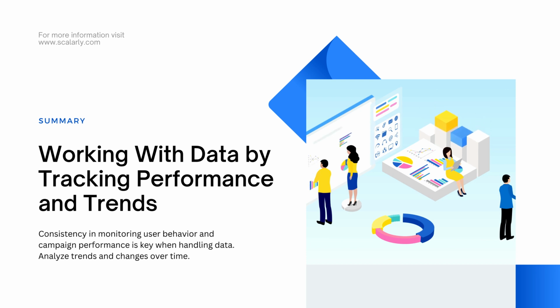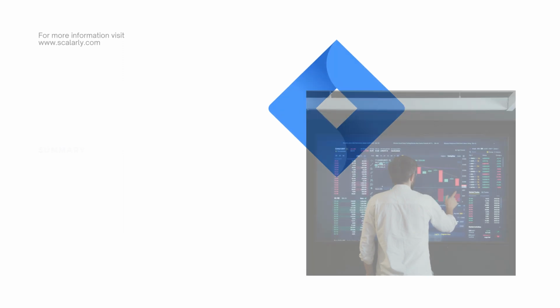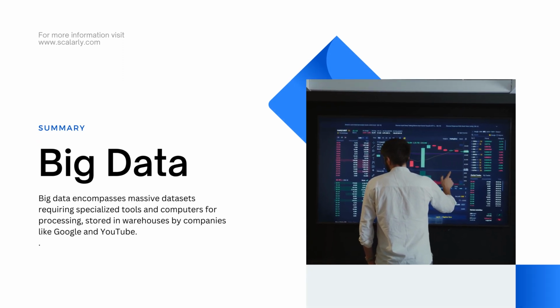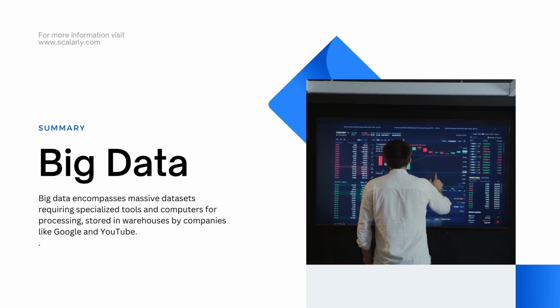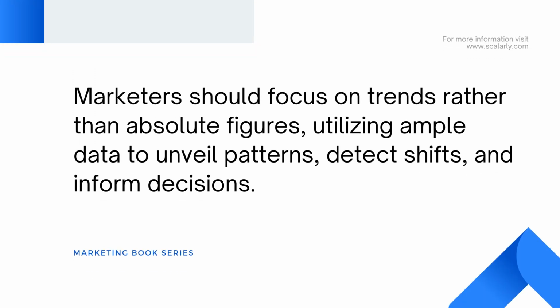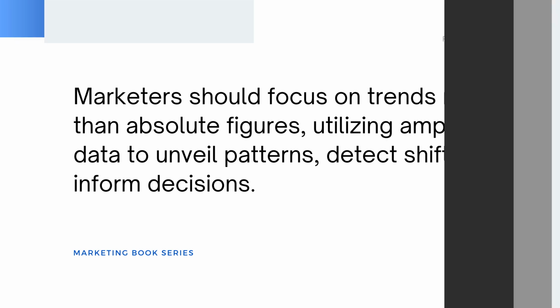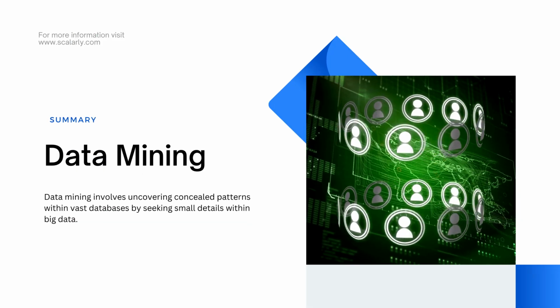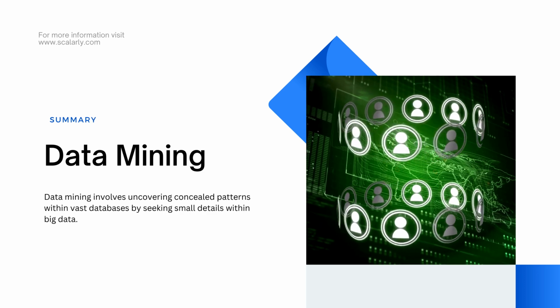Focusing on one data point isn't meaningful. Analyze trends and changes over time. Big data encompasses massive data sets requiring specialized tools and computers for processing, stored in warehouses by companies like Google and YouTube. Marketers should focus on trends rather than absolute figures, utilizing ample data to unveil patterns, detect shifts, and inform decisions. Data mining involves uncovering concealed patterns within vast databases by seeking small details within big data.